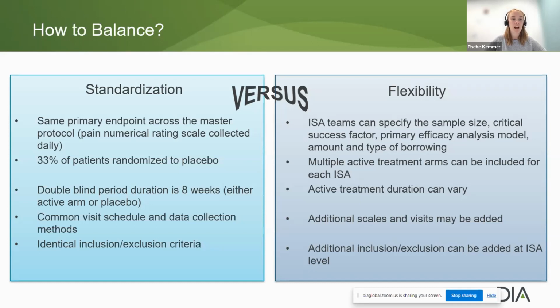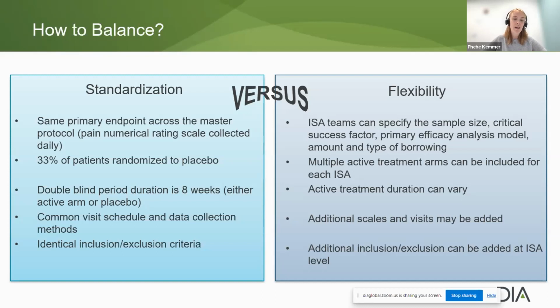The master protocol uses a common visit schedule, the visit schedule I showed, where we have a baseline period from visit 2 to visit 3, patients are randomized at visit 3 and then followed for 8 weeks. That's common across the entire master protocol, but each ISA has the flexibility to add additional scales or visits as needed. For example, if we need follow-up visits after the 8-week double-blind period, that's an option.